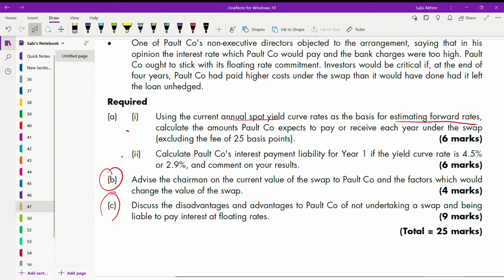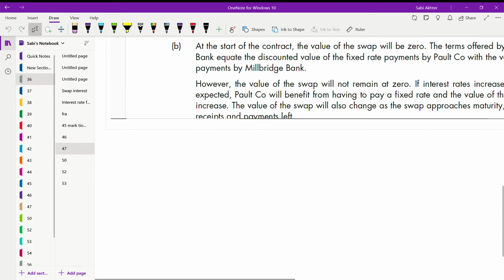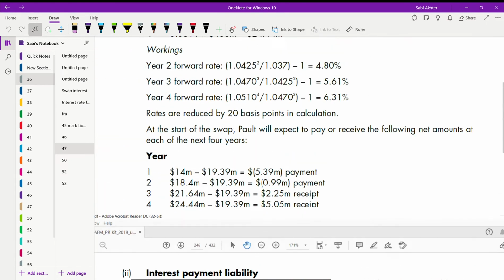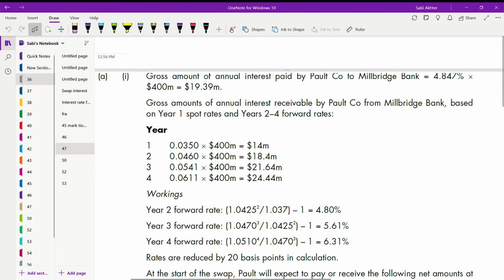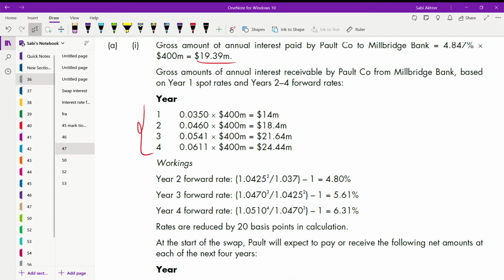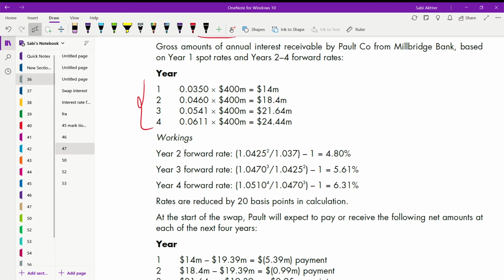Now we'll go and see 47. When you get a question on 47, the starting point is like this, the same way you have done for 46. These are your receipts. This is how you have to take your receipt. This is your payment. So deduct your receipt from payment. Right? And how you got these rates.